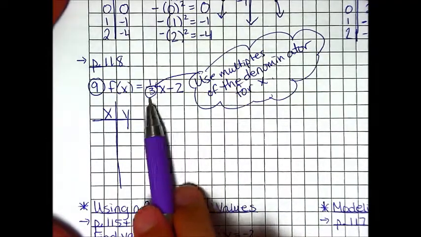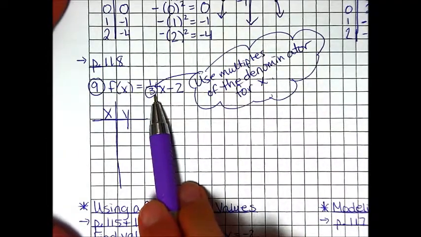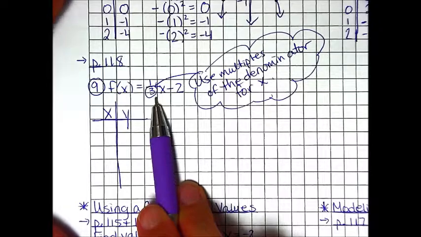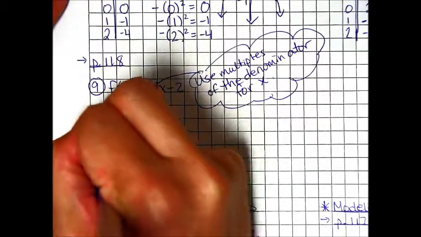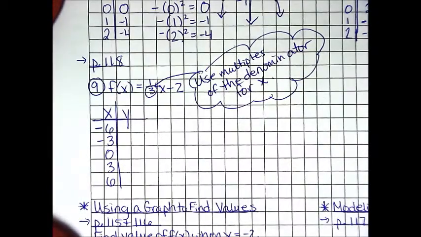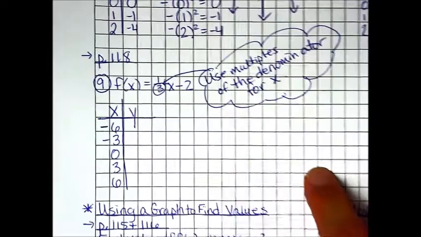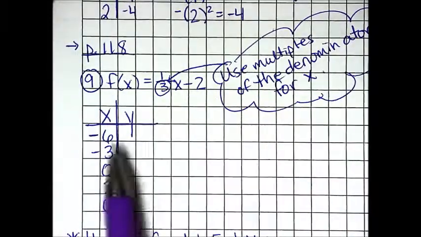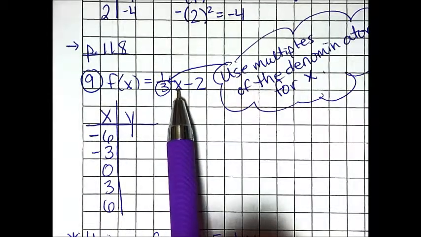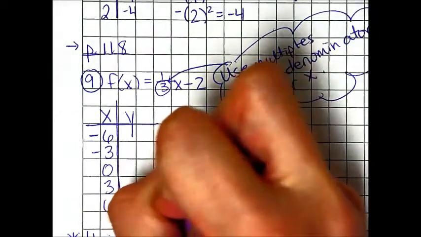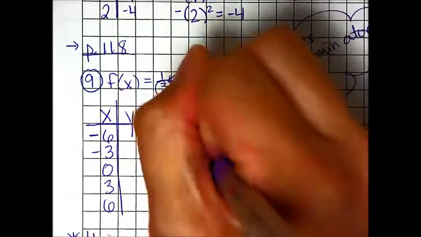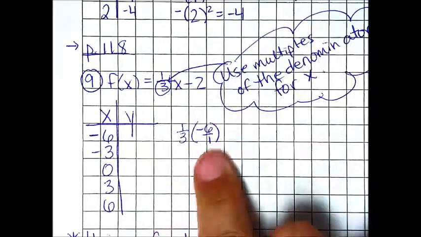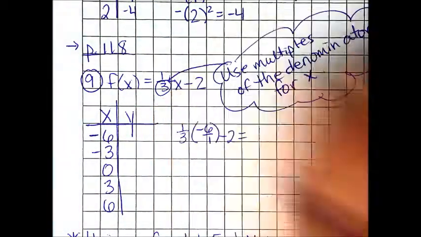So by multiples of the denominator, this one would mean multiples of 3. If your denominator was 4, you would use multiples of 4. If your denominator was 2, you would use multiples of 2. So the multiples of 3 that I'm going to use are negative 6, negative 3, 0, 3, and 6. So I'm going to zoom in real tight so that my work doesn't look so tiny, and I'm going to show step by step exactly what's going to happen when I plug negative 6 into this. I'm going to write down 1/3, and then where I substitute in for x, I'm going to plug negative 6 in parentheses, but I'm going to make it say negative 6 over 1, and then I have minus 2 after that.